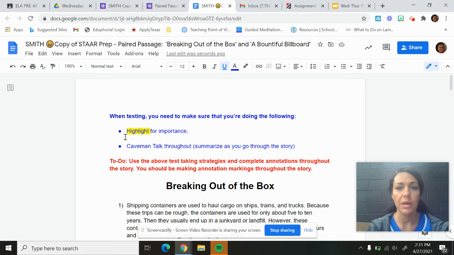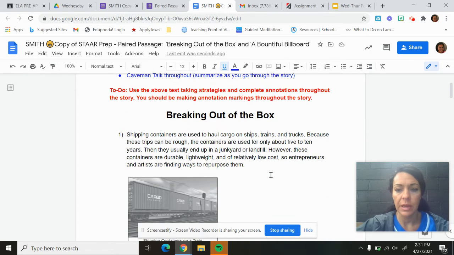We can go back through the document. The reason you do that, guys, is so that you're not going back through every single passage and almost rereading them to answer those questions. So if you're just highlighting as you go for importance, it makes a lot of sense. You're really not going to be underlining things and bolding things. You're really just going to be highlighting and caveman talking, just like in reality.